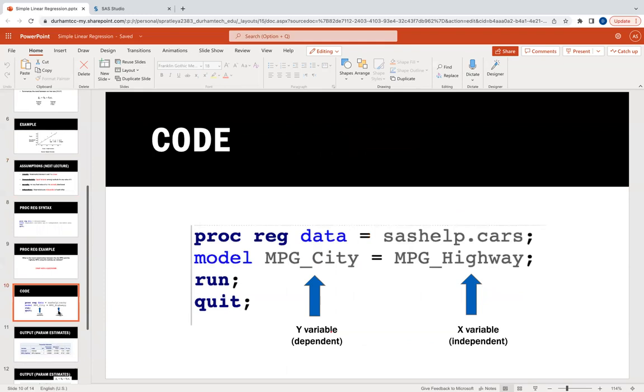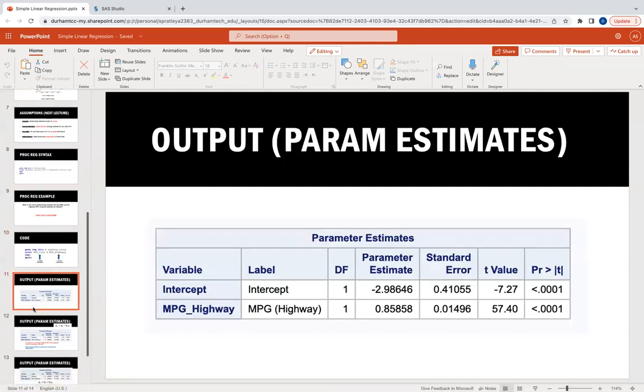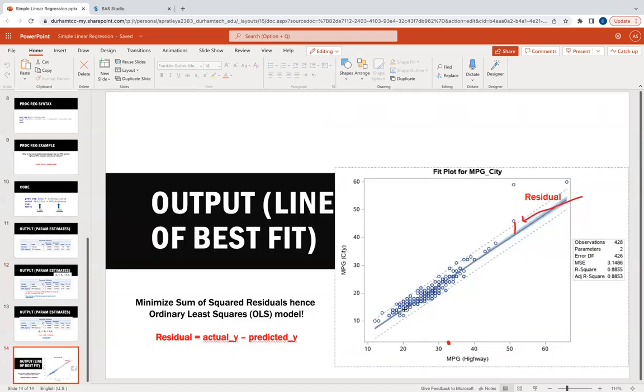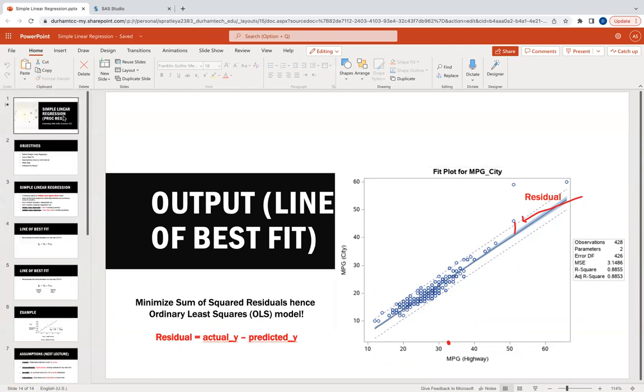And within the code, we're using PROC REG, we're calling the data set, and we're using this model statement. So the keyword is model. Y is going to be on our left, X is going to be on our right. We get some outputs of our parameter estimates. Our parameter estimates is going to give us that beta naught and beta one in our equation. And the interpretation for our beta one is going to be, in this example, for every one unit increase in highway miles per gallon, it will increase the city miles per gallon on average by 0.86. So there is a positive relationship that we see based off of our line of best fit as well when we plot it out. So that was an introduction to simple linear regression.